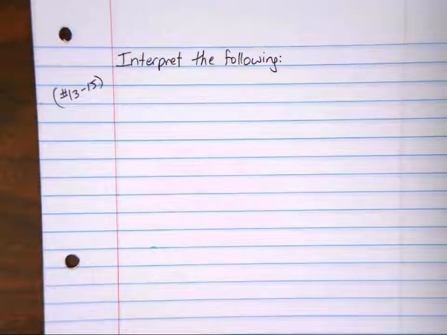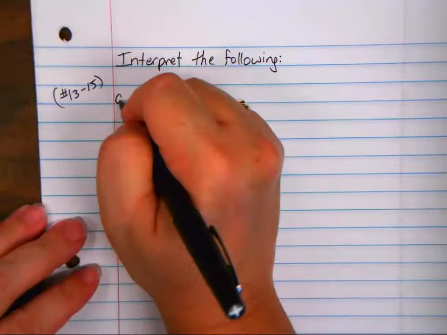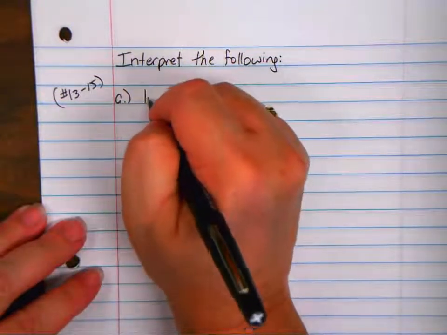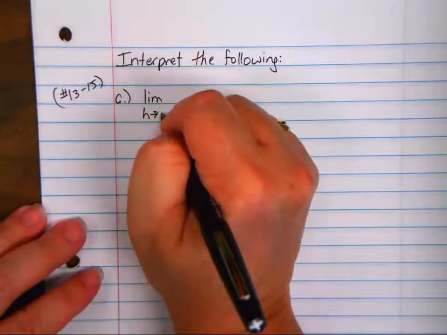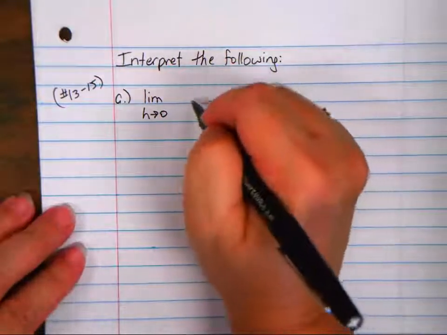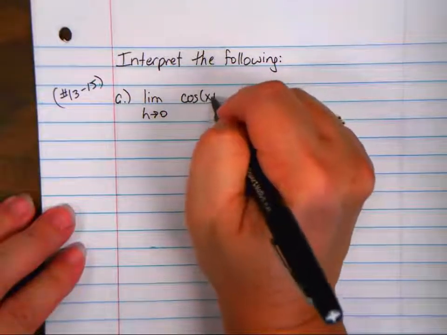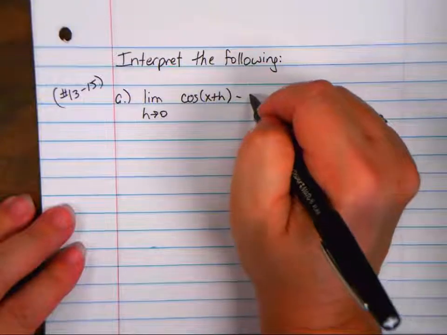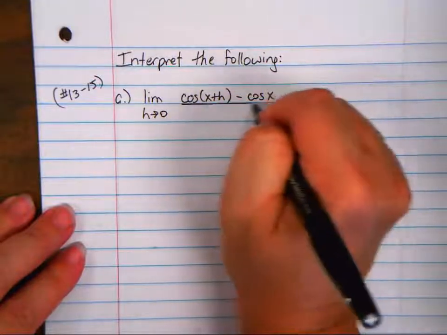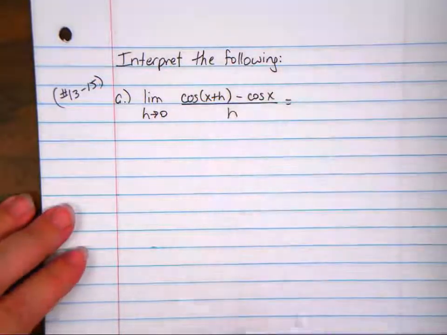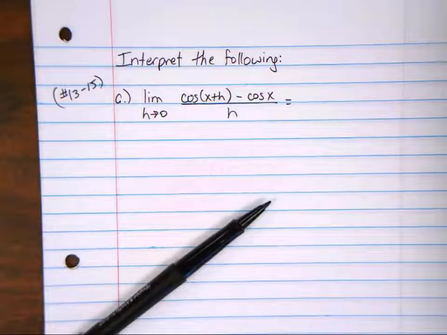Interpret the following. So basically, I'm going to give you a problem that has already been written into the form of one of the formal definitions. I want you to identify it and tell me what it means. So the first one, A, is going to look like this. The limit as h approaches 0, cosine of x plus h minus cosine of x over h. Give me a second to write that down.